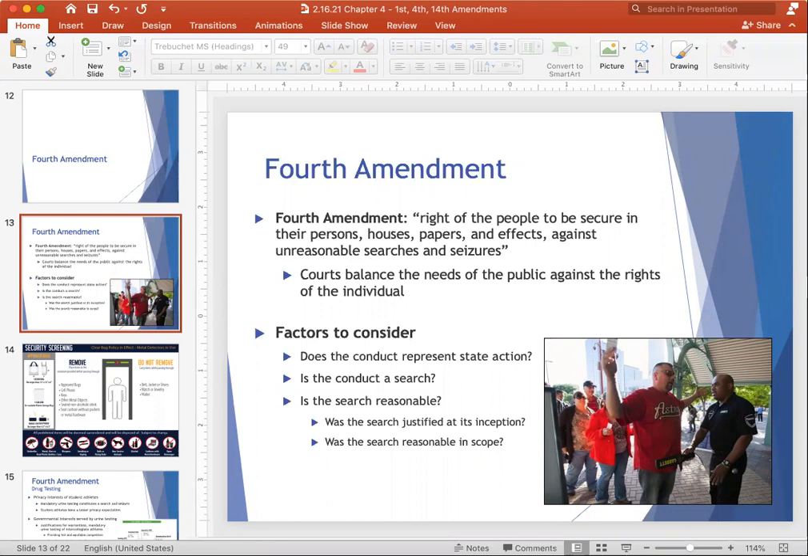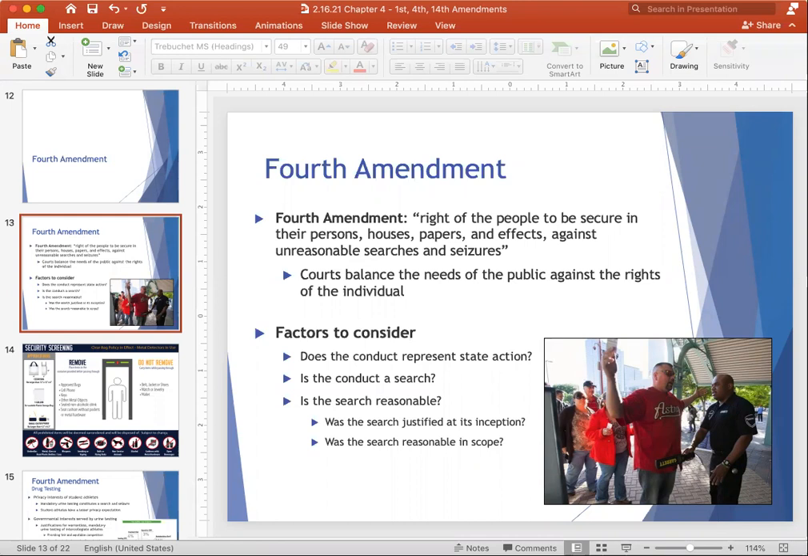So is there a reason? Is the search justified? And then is the search reasonable in scope? So they're going to look at, were the measures reasonably related to the objectives of the search? Were the measures intrusive in light of the age and sex of the individual and the nature of the infraction?